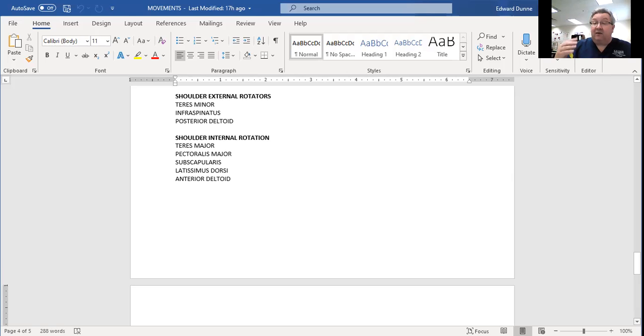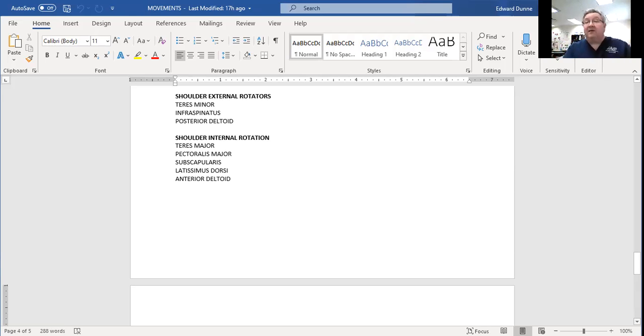Subscapularis, all right? It's the final S in the SITS. It's the rotator cuff muscle. Subscapularis is on the anterior side of the scapula. It too inserts into the lesser tubercle, and subscapularis does internal rotation. Latissimus Dorsi, that big muscle in the back, but it inserts into the bicipital groove, which is on the front, on the anterior side. That is, again, another muscle. Teres Major and Latissimus are two muscles that are forgotten when we're performing internal rotation of the shoulder.